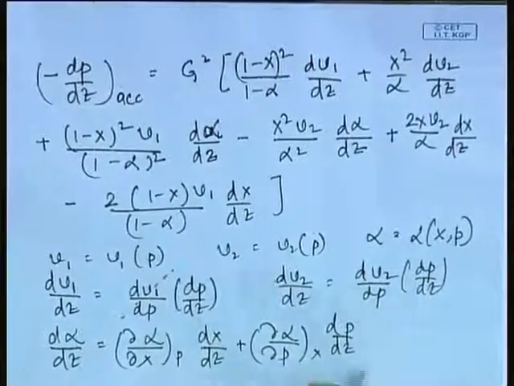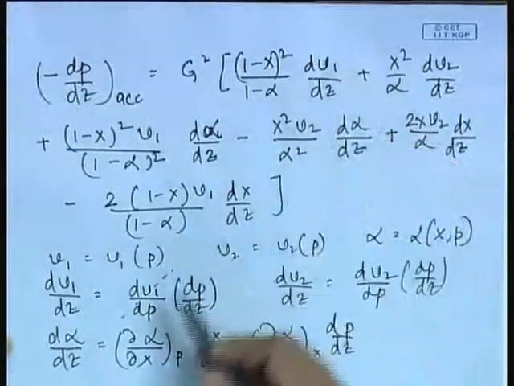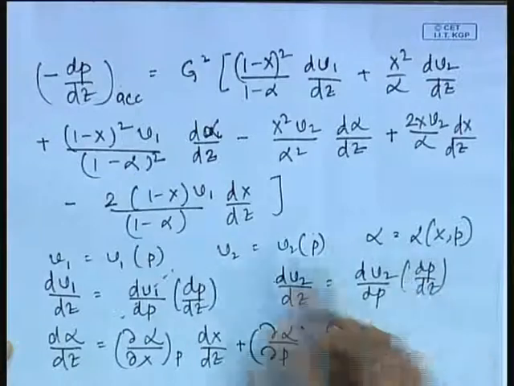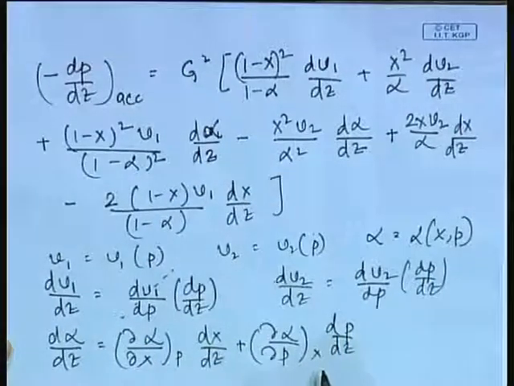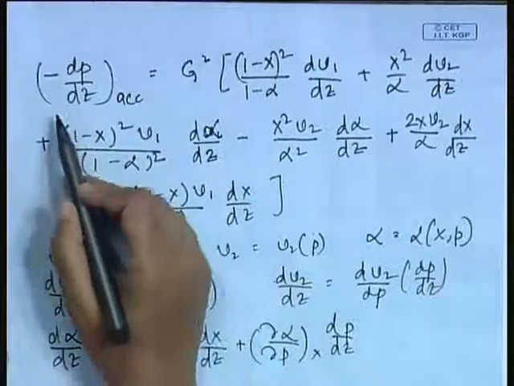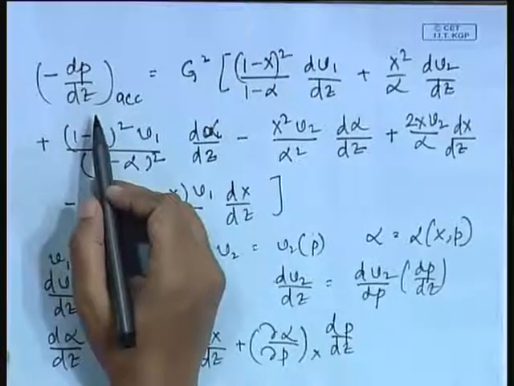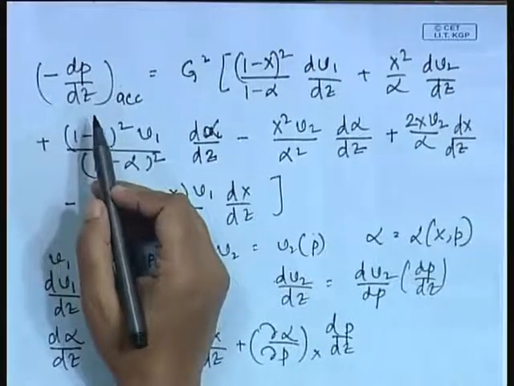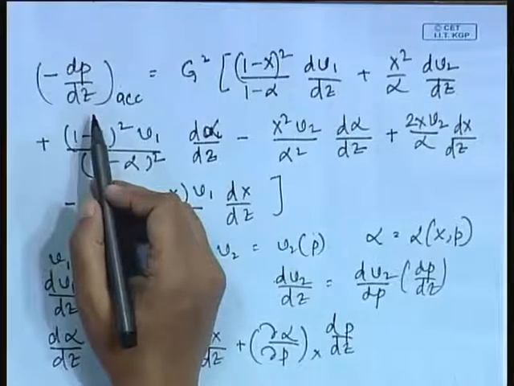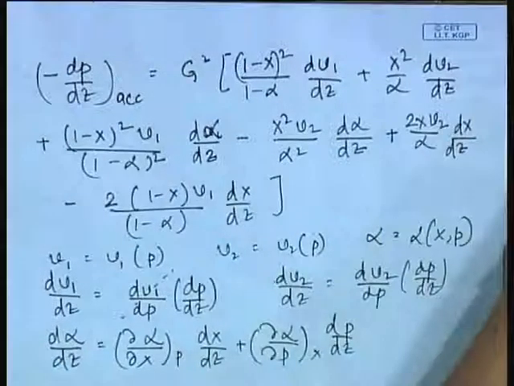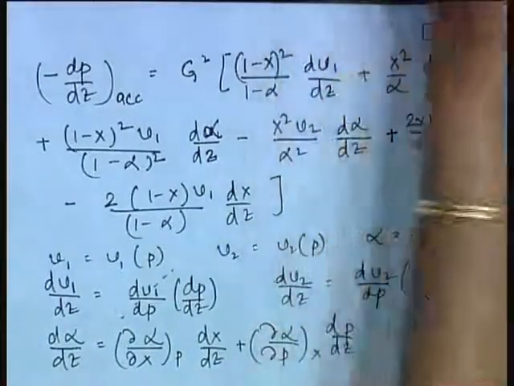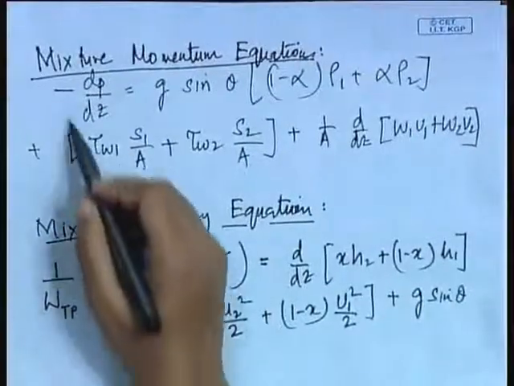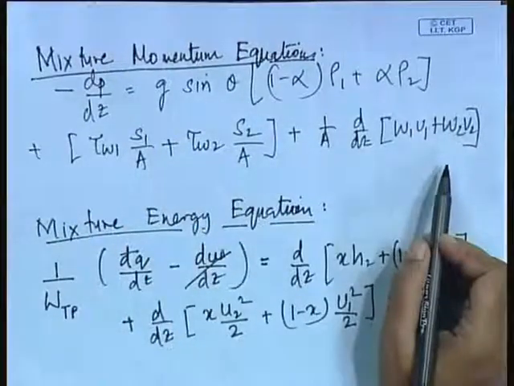Now, instead of dv1 dz, we can substitute this particular term, instead of dv2 dz we can substitute this, and instead of d alpha dz we can substitute this particular term. That will give us the final acceleration pressure gradient. Is it clear to all of you? Fine. You just substitute and find the acceleration pressure gradient, and finally what we want to do is express the pressure gradient in terms of known measurable quantities.